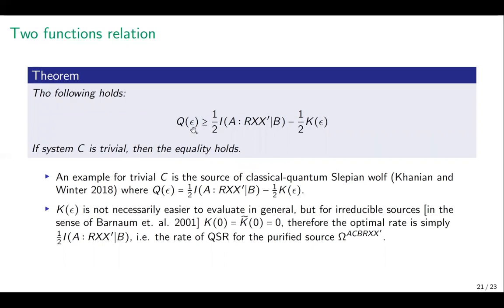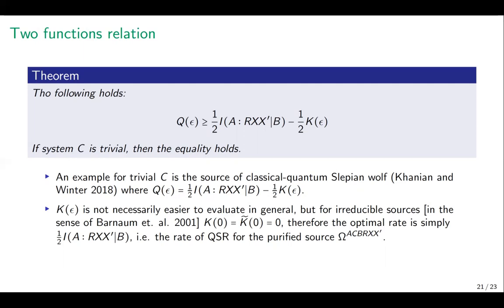We can show that Q of epsilon is bounded by this mutual information, which is actually the rate of conventional state redistribution for the purified source, minus 1/2 of the K epsilon function. And if the system C, which is the side information at the encoder side, is trivial, then we have an equality here. Okay, an example when the system C is trivial is from this paper by me and Winter, where we can show that there we have this equality.